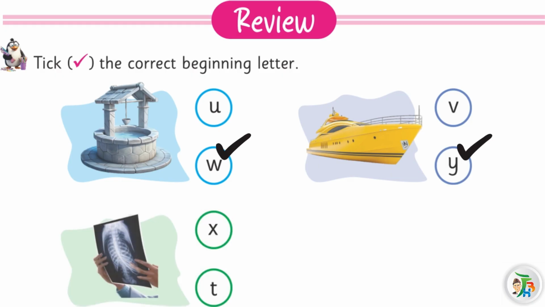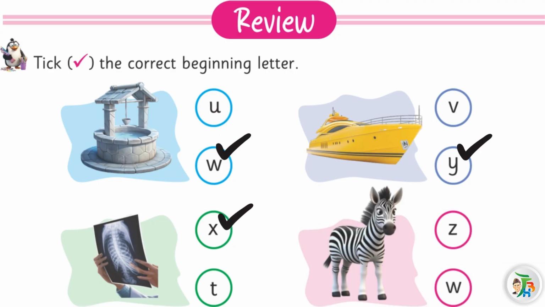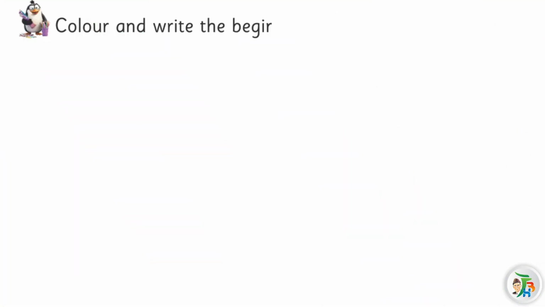Look at the X-ray. Is it X or T? Tick X. Look at the zebra. Is it Z or W? Tick Z. Color and write the beginning letter of each picture.